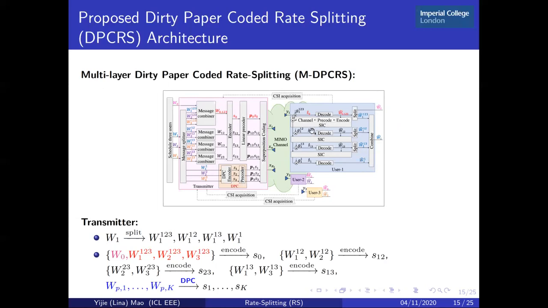At the receiver side, multiple layers of SIC are employed to sequentially decode the common strings. Compared with one-layer DPCRS, the complexity at the transmitter and the receiver of MDPCRS here is much larger, but we will show in the results that MDPCRS achieves better performance.